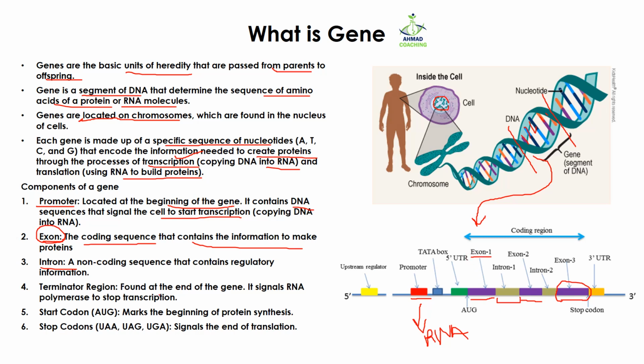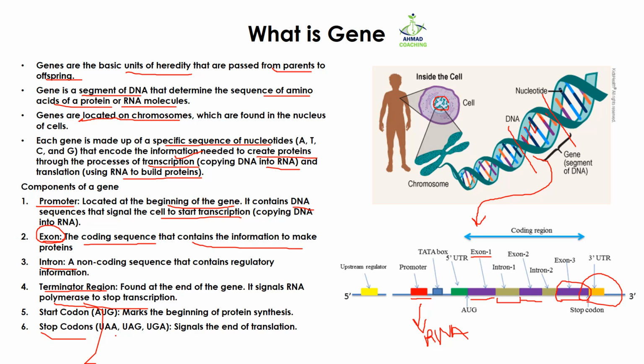Then comes the termination region. As the name indicates, it is related to the stopping or termination of transcription, and it is found at the end of the gene. It signals the RNA polymerase to stop transcription. At the end, where the termination region is present, we have the stop codons. The stop codons might be UAA, UAG, UGA in case of RNA, or TAA, TAG, TGA in case of DNA.